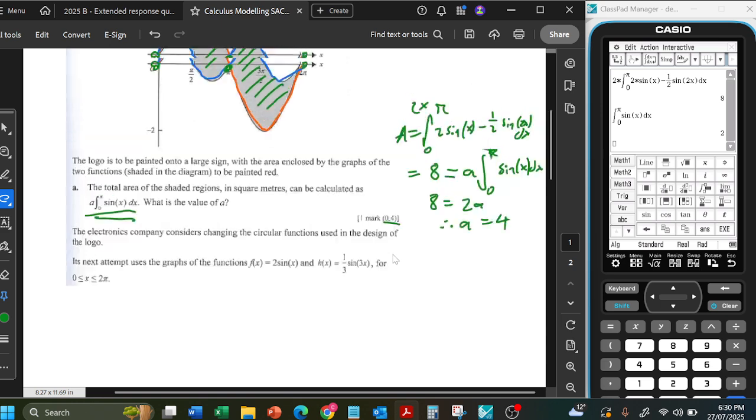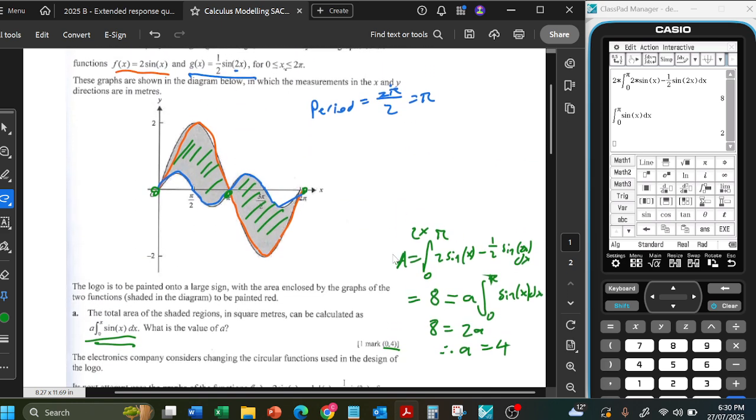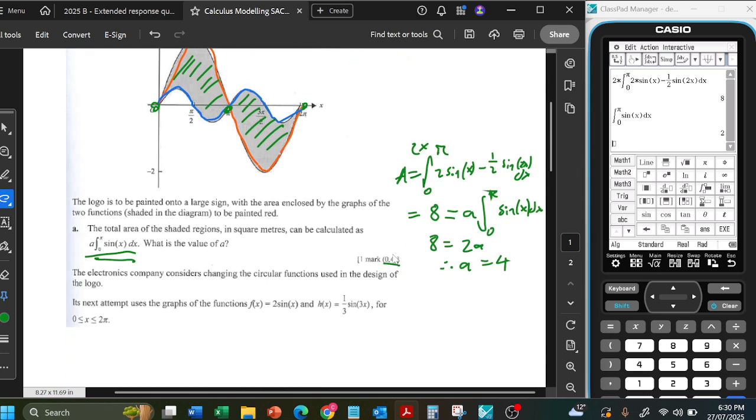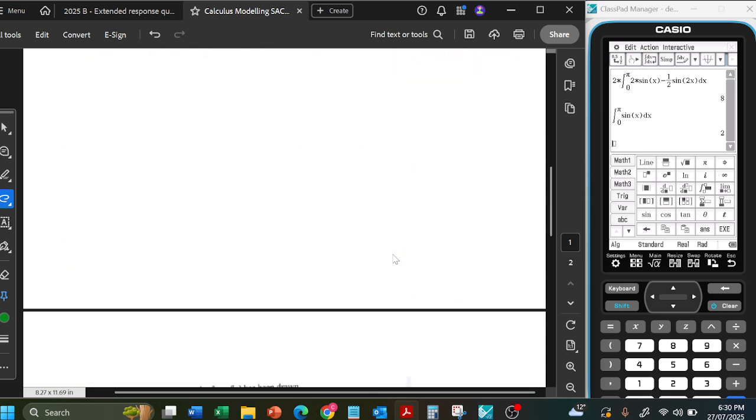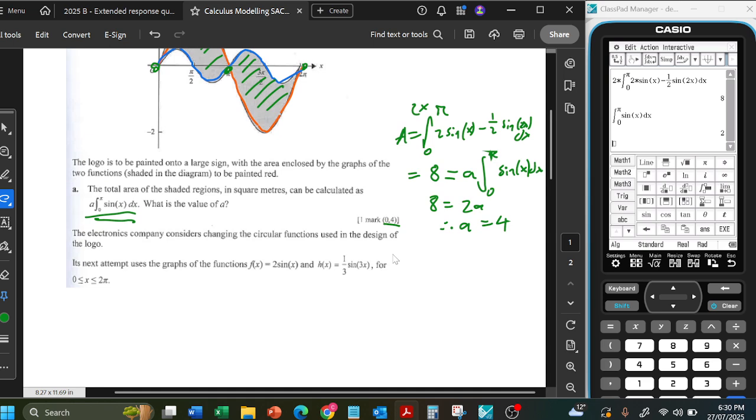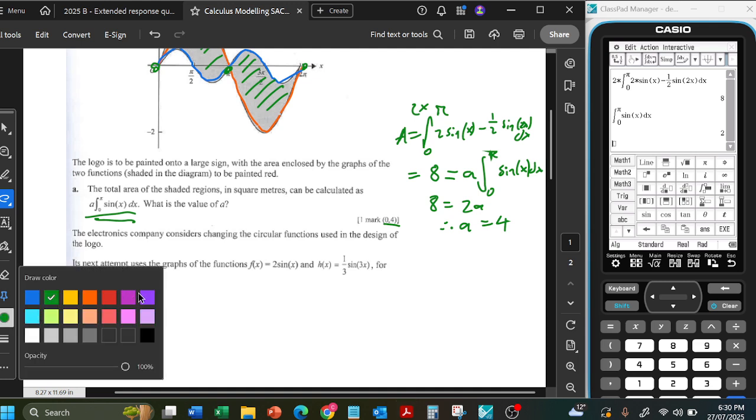Instead of using these ones, they're going to stick with y equals 2 sine x, so that's that orange curve, but they're going to change the blue one. They're going to instead use one with a slightly different period. So what is the period of this new function, this one that they're calling h(x)?